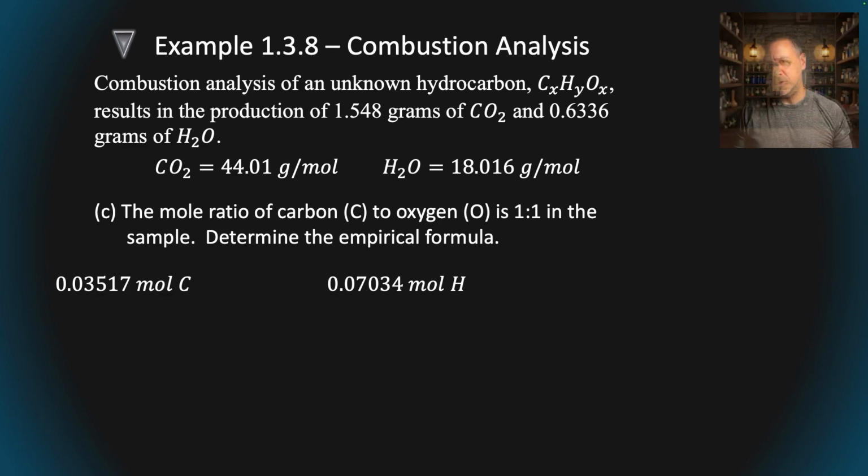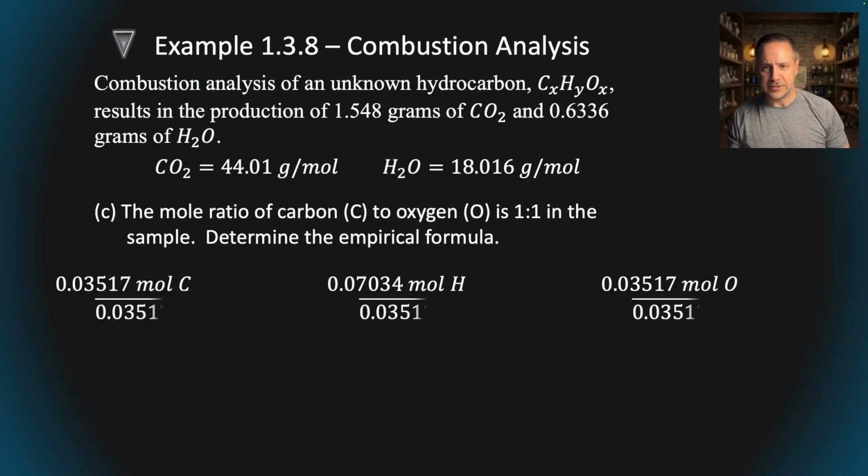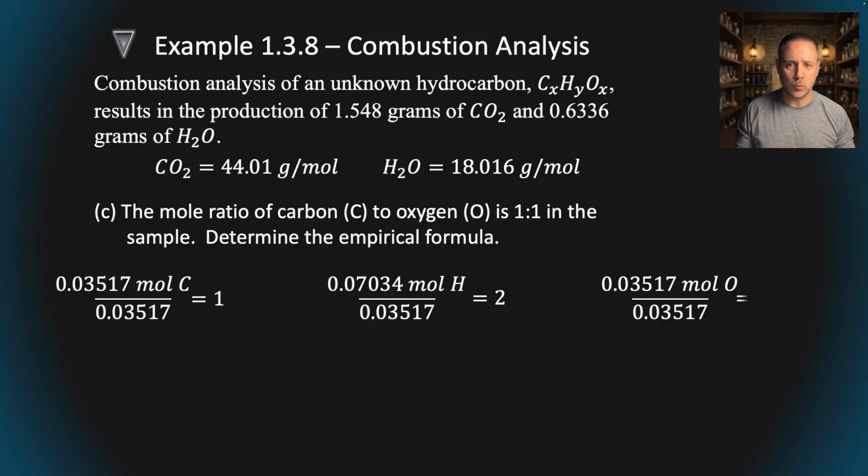If carbon and oxygen are in a 1-to-1 mole ratio, then I know the relative moles of oxygen. They're the same as carbon, which gives me the ugly mole ratio for the compound. To clean this up, we divide by the least in the set, which gives me a nice, clean 1-to-2-to-1 ratio.